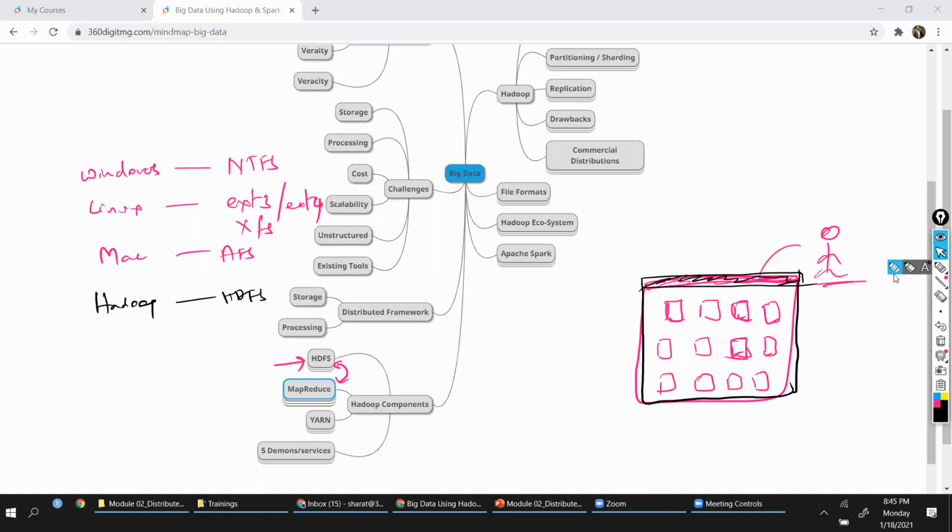We discussed about these things. Now we'll deep dive into these concepts. Let's move there.